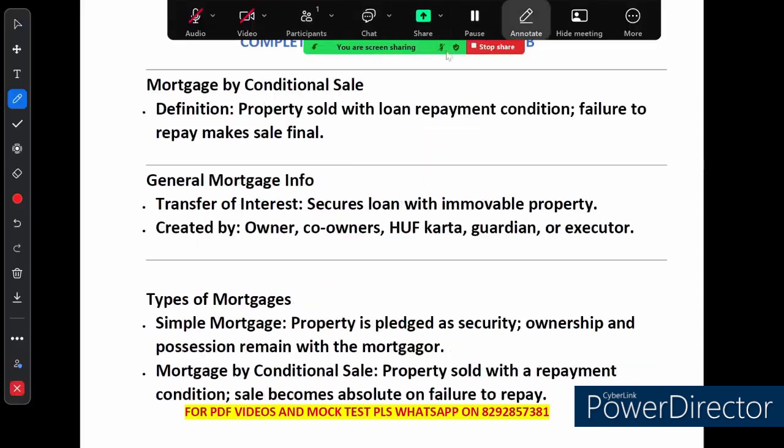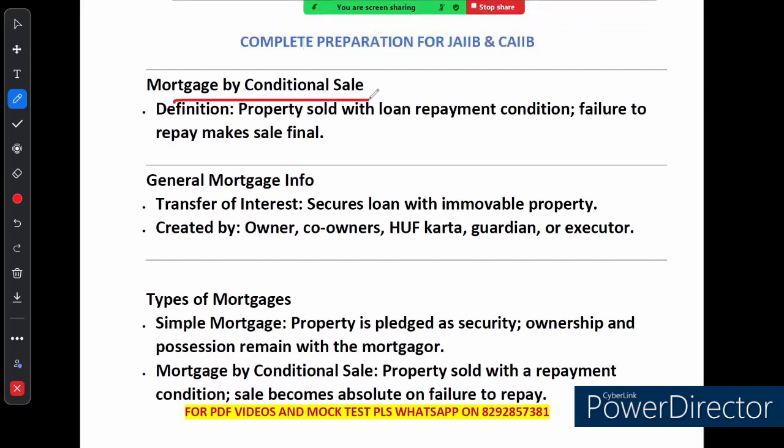Now there is something called mortgage by conditional sale. Here the property is sold with the condition that if you repay the loan, the sale is reversed. But if you fail to repay, the sale becomes final and the bank keeps the property. Next is general mortgage info. A mortgage transfers interest in the immovable property to secure the loan. It can be created by property owner, co-owner, family head, HUF karta, guardian, or executor.